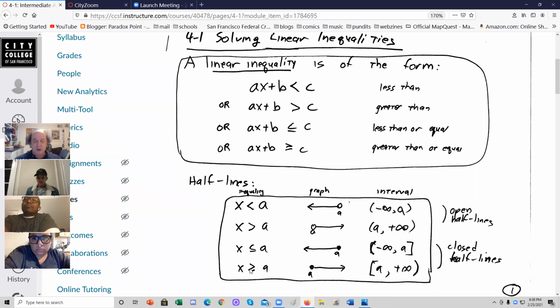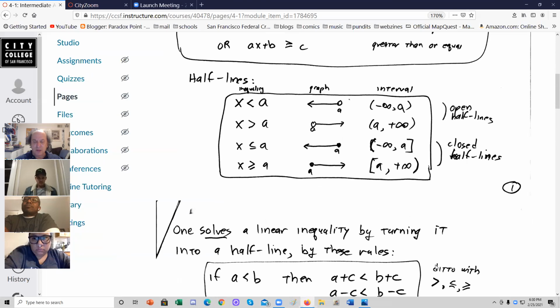And then x greater than or equal to a includes a, filled in circle, and everything to the right of it. So that's denoted square bracket a to positive infinity, round bracket. These are all half lines. These are half lines that don't include the endpoints, and they're called open half lines. These do include the endpoints, and these are called closed half lines.